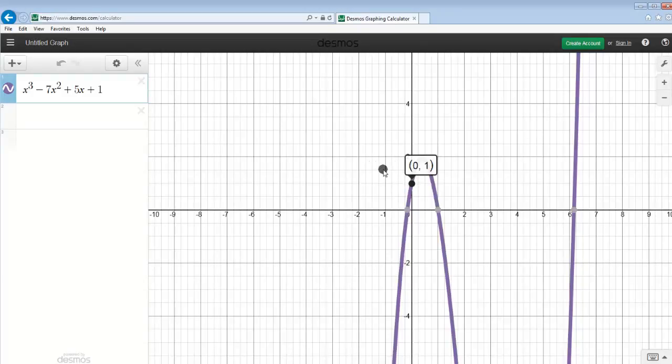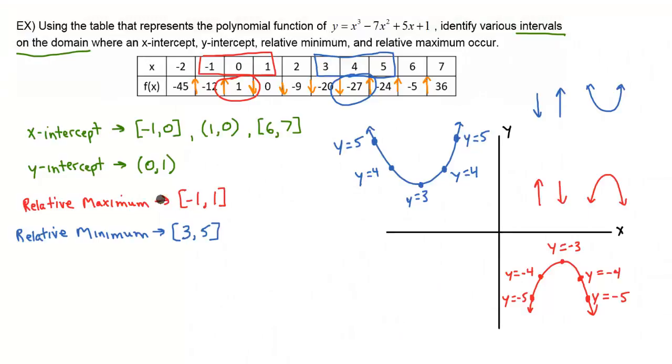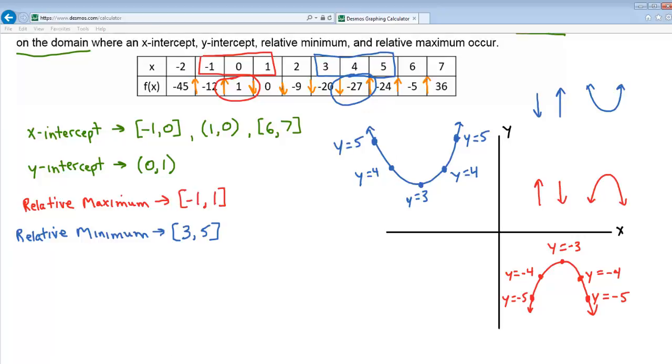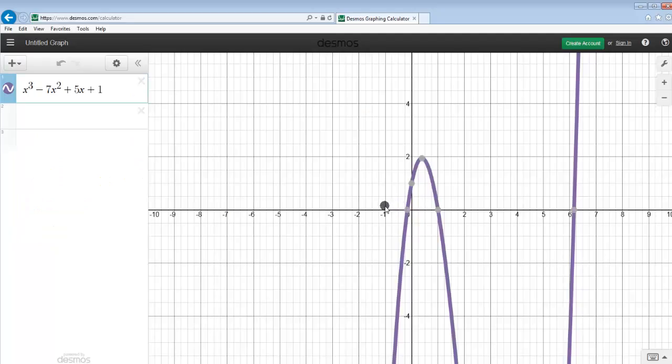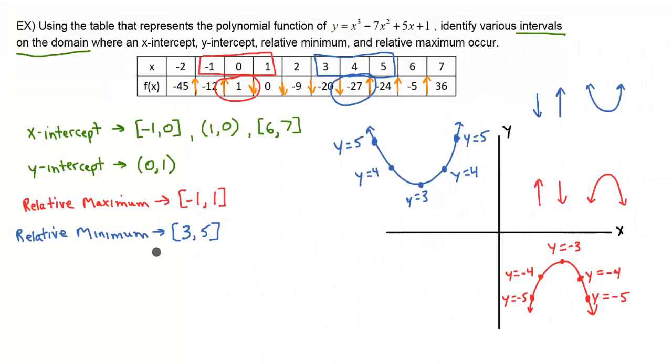So that was good. We were saying that we have a relative maximum that happens anywhere between -1 and 1 for my x values. So I go back to my graph, and between x is -1 to +1, yep, we have an upside down u that happens right here. So that would make sense with our prediction.